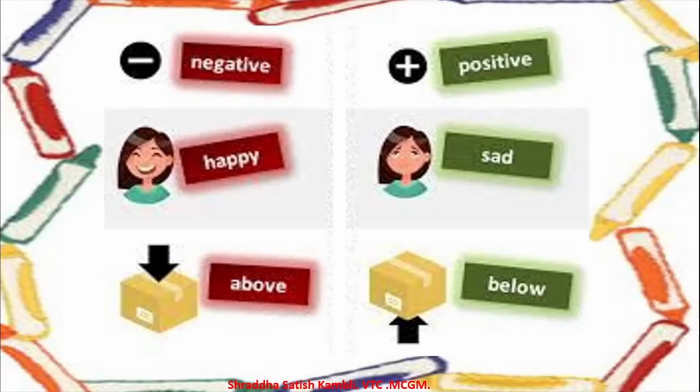So the antonym of negative is positive, or vice versa, you can also say the antonym of positive is negative. Happy is sad, below is above. So these are all concepts which we know of, children. We have been doing similar words and opposite words from a very early class. Alright, then let us now look at something else that is a new concept.